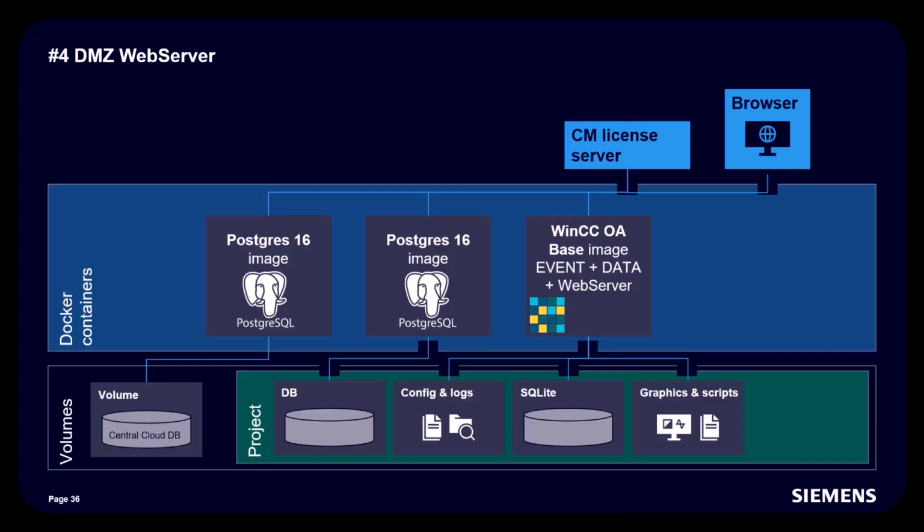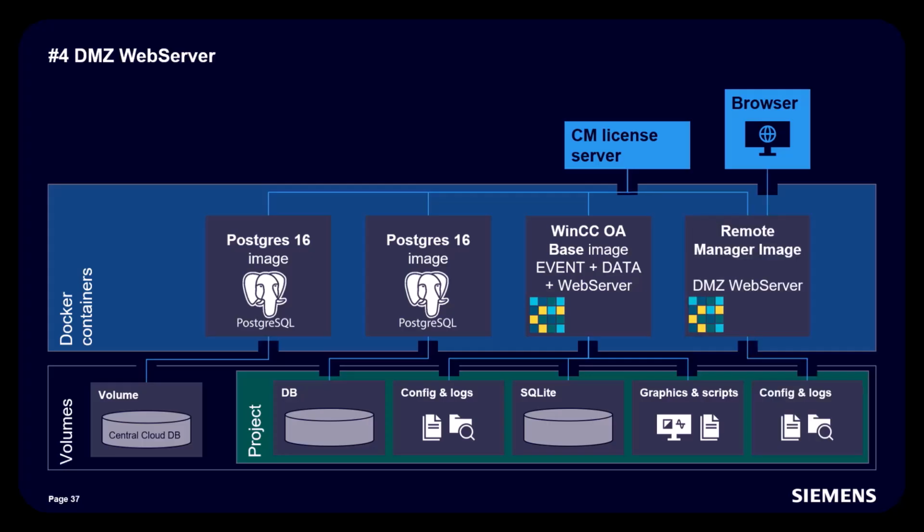For security reasons, we want to deploy a dedicated web server in the DMZ. To achieve this, we can run a lightweight remote manager container that acts as a secure interface between external clients and the internal system. The remote web server configuration will be done in the progs and config file, which need to be mounted via volume to the remote manager container.